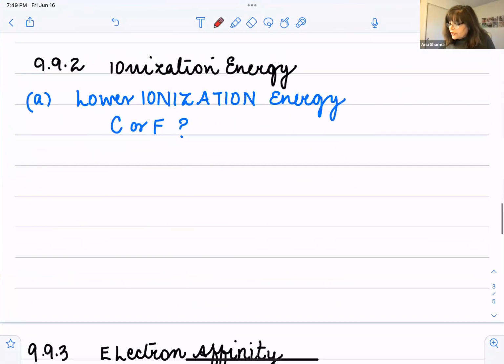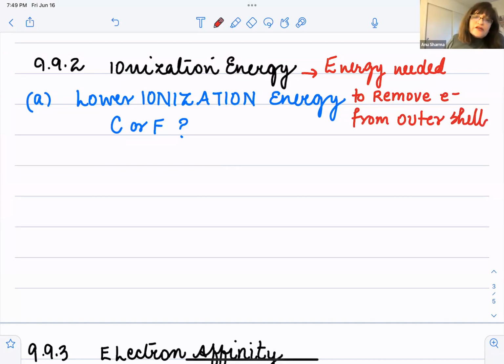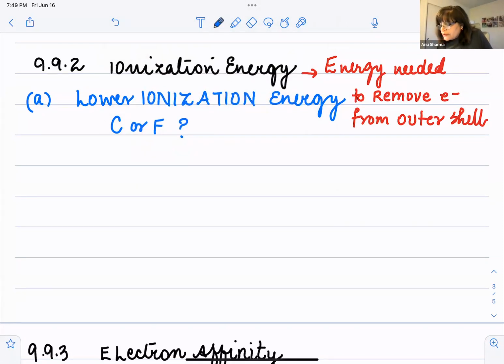Next is the ionization energy. What is ionization energy? Now the way they explain it in the book, sometimes it's too technical. So it is the energy needed to remove electrons from the outer shell, or the outer energy level, same thing. So it is the amount of energy you give from your side. You have to heat, you have to do something to remove that electron. So what you're doing here is the ionization energy. Which one has a lower ionization energy?